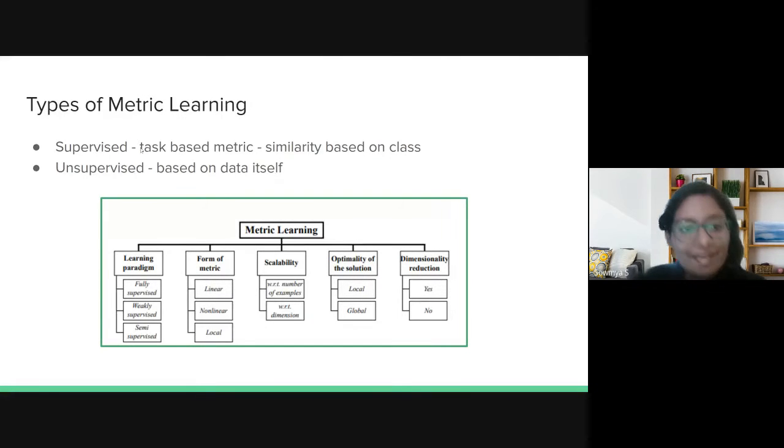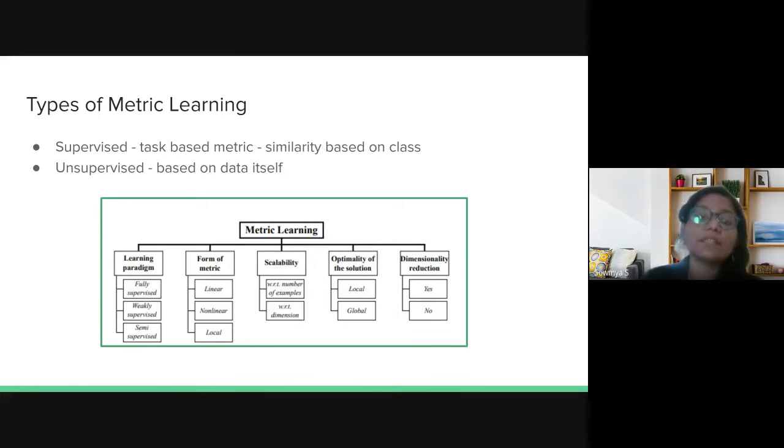So, yes, as I was just mentioning, the types of metric learning. In supervised, we know the task and similarities based on the class. In unsupervised, it's based on data. It's sort of like an autoencoder, but there are notions of similarity and dissimilarity as well that we will explore in the next class.